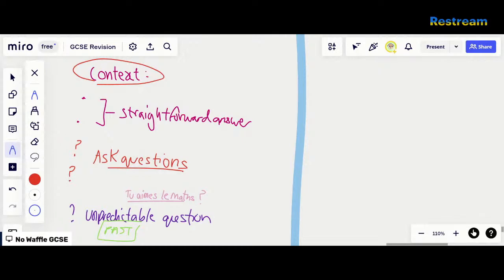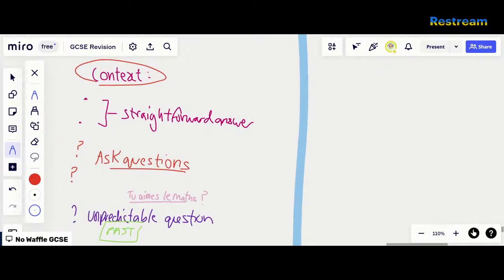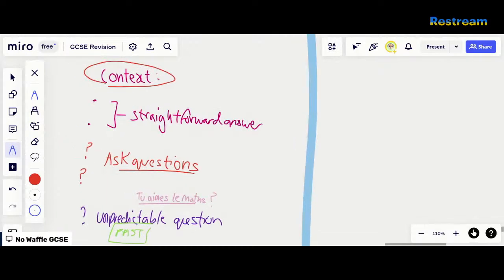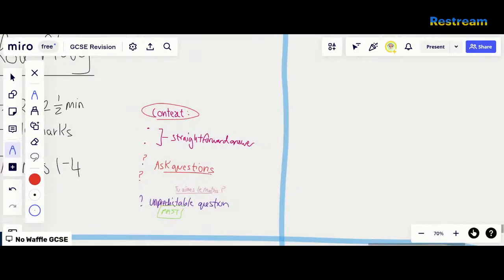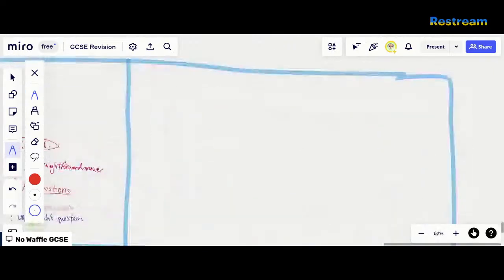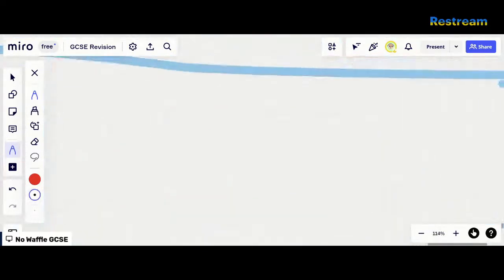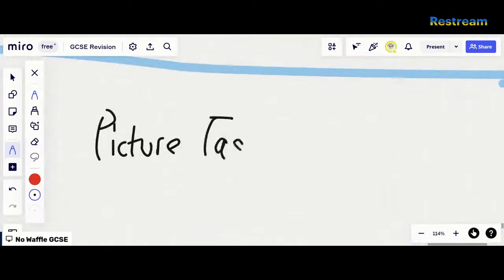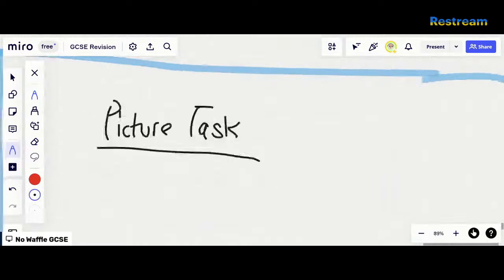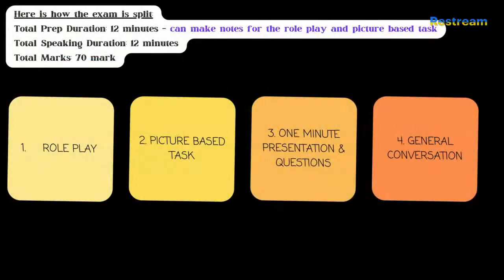Now that's enough of roleplay. Roleplay is a very simple one. Let's move on to what comes next, which is the picture-based task. Now this a lot of people find difficult, but it definitely is not as difficult as the general conversation. So let's talk about the picture task. Now if I just show you the board here, you can see that it's a 1 minute presentation and then it's a general conversation. So we've looked at role play, we're now looking at the picture-based task.